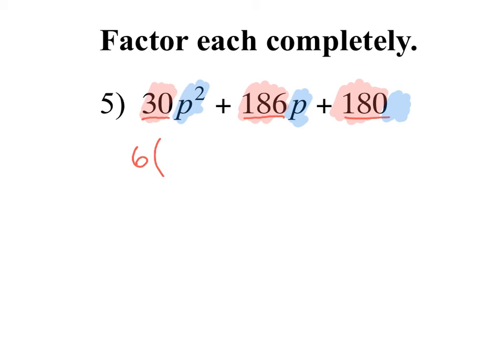We'll know here in just a minute, because if I take 30p squared divided by 6, I'm going to get 5p squared plus 186 divided by 6 equals 31. So I'm going to get 31p plus 180 divided by 6 equals 30 at the end here. So now that we got the 6 out, we can now start to factor the inside.